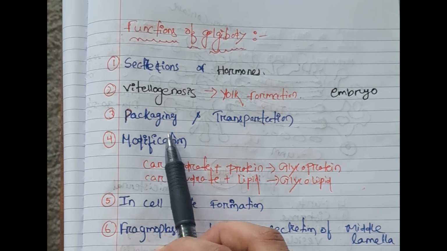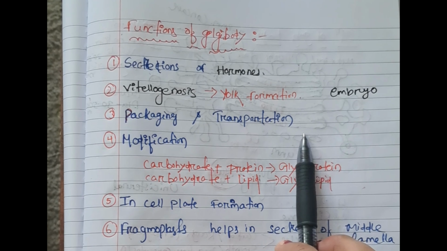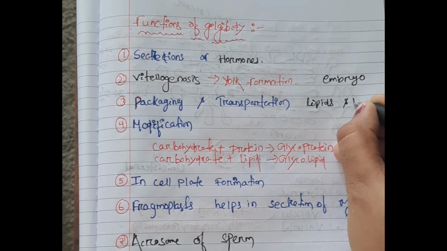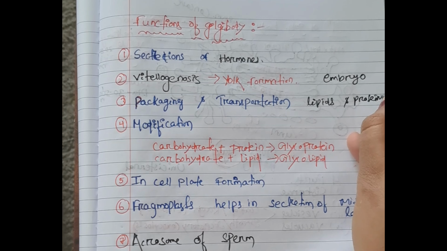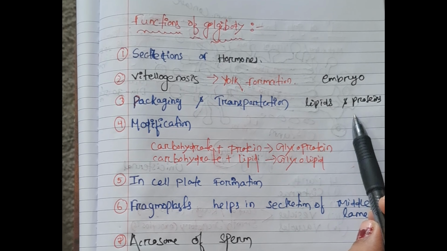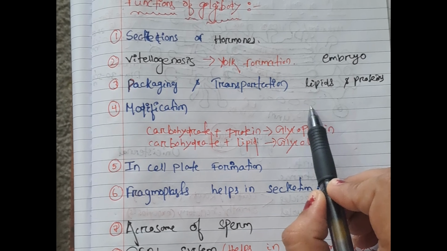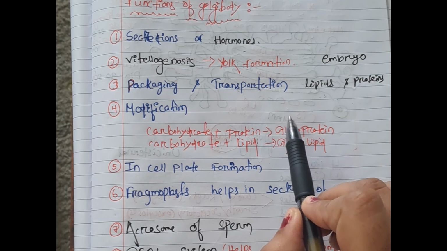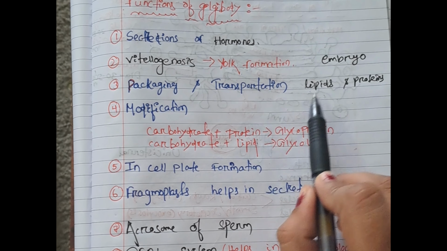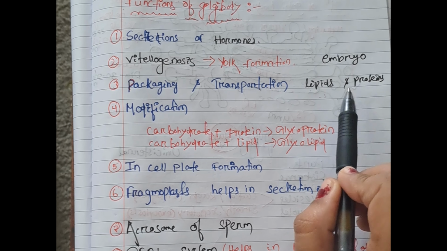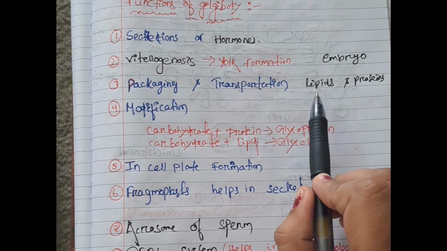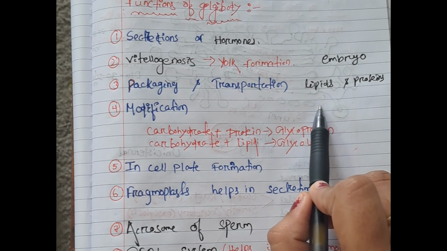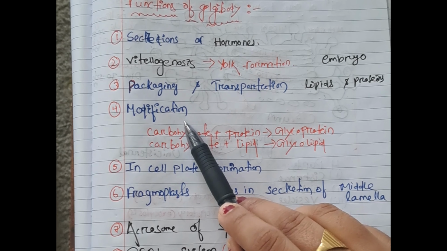Next is the packaging and transportation of materials. The lipids and proteins, these are produced from the endoplasmic reticulum and are used within the Golgi complex. Then we can say that fulfillment of intracellular target. And if these lipids and proteins are transferred to outside of the cell, that is known as the fulfillment of the extracellular target. Then next is the modification.